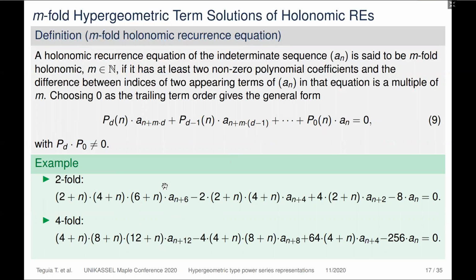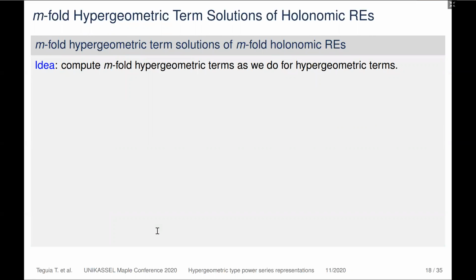As you can see here, if you take, for example, n plus 6 and n plus 4, the difference is 2, which is a multiple of 2, and this happens with all the other indices. The same holds for the four-fold holonomic recurrence equations. So what is our idea? Our idea is to compute m-fold hypergeometric terms as we do for hypergeometric terms.